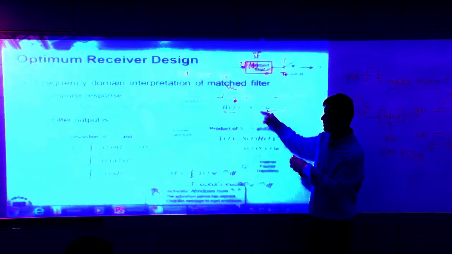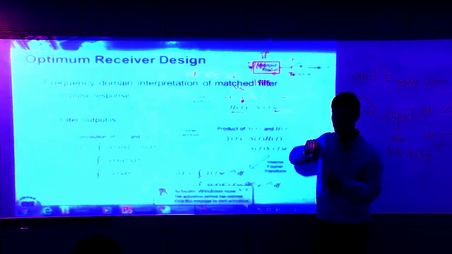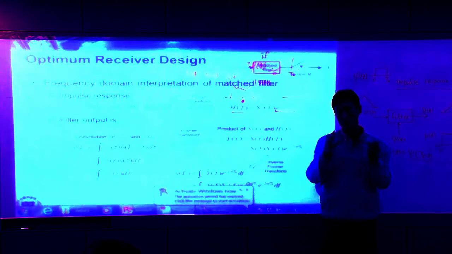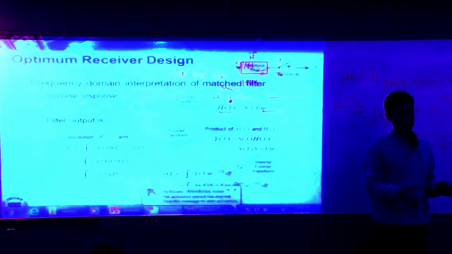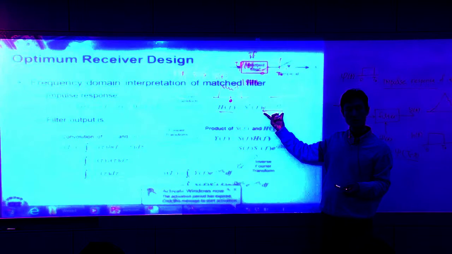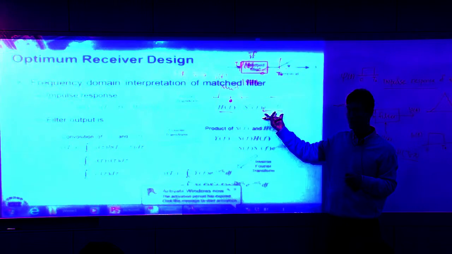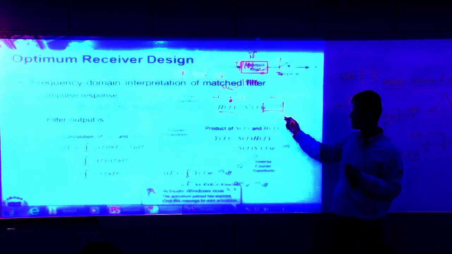Generally, when you look at this kind of picture, there is a magnitude response and there's a phase response, right? This is a magnitude response. So this part, what is the magnitude of this part? 1. So when you put the magnitude, this part is 1.